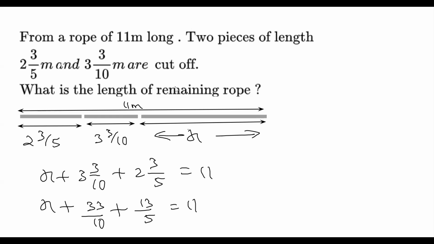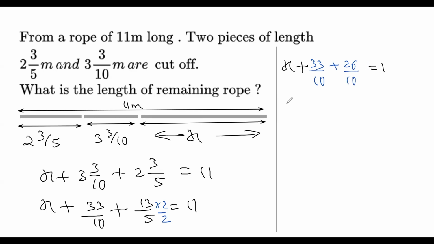Now, what we are going to do is add these two first. So x plus, we have to make the same denominator. For that, I'm going to multiply 13 over 5 by 2 over 2. So that gives you 33 over 10 plus 13 into 2, that is 26 over 10. And on the other side, it is 11. On adding, 33 plus 26 is 59. So 59 over 10 is equal to 11.